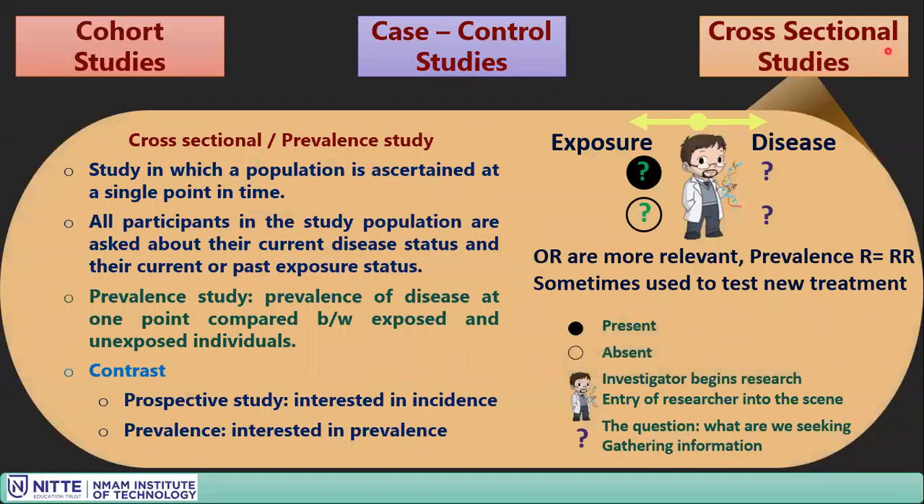Next one is cross-sectional studies. It's also called prevalence studies. Prevalence means the present condition. It's a study in which a population is ascertained at a single point in time. Cohort studies and case control studies, which you've seen earlier, are with respect to time. You measure over a time period, whereas a cross-sectional study is done at a given point in time. Here all the participants in the study population are asked about their current disease status and their current or past exposure status.